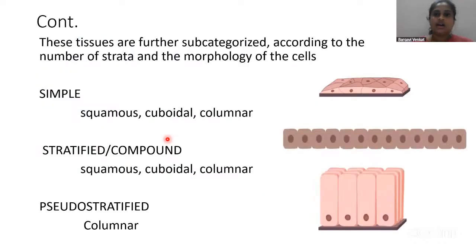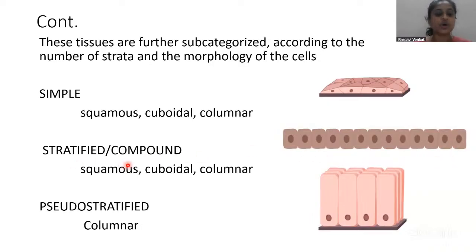Next. To continue, these epithelial cells are, as I said, simple, stratified, pseudostratified and so on. These epithelial cells are further categorized according to the number of strata and the morphology of the cells, like how many layers are present and the morphology that the epithelium possesses. Depending upon the layers, it is basically three types. That is your simple, where there is only a single arrangement, a single layer of cells.